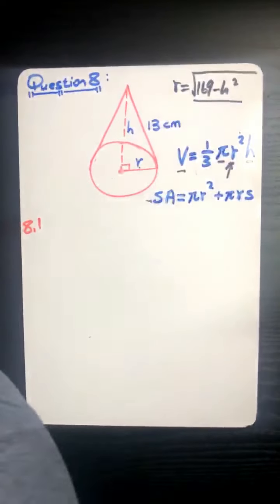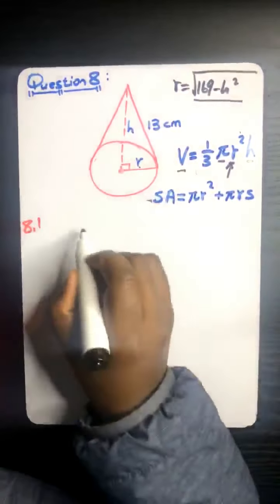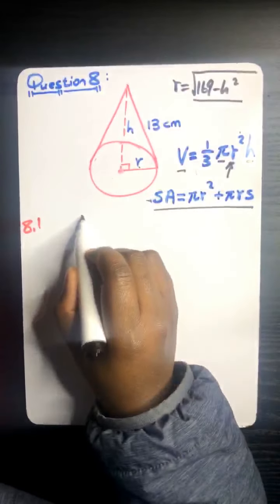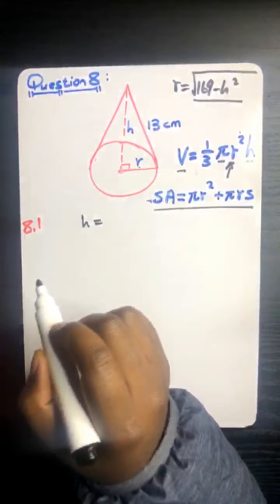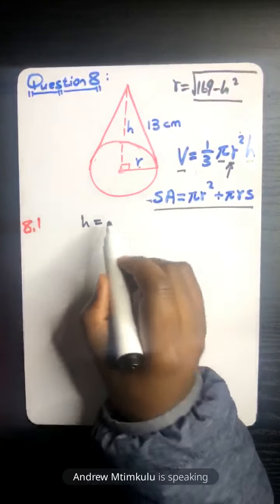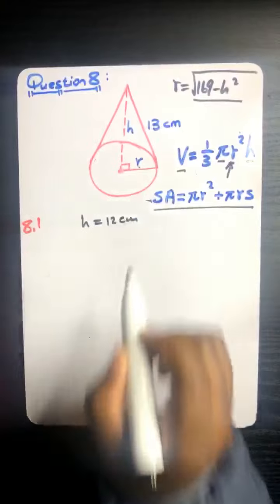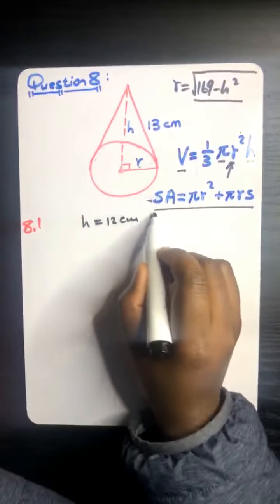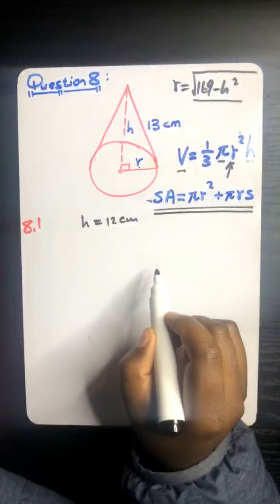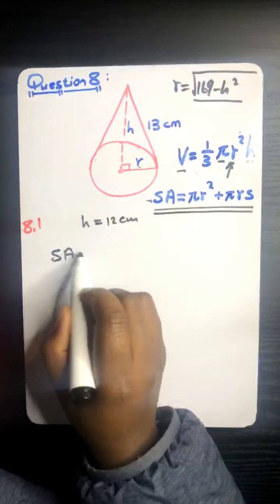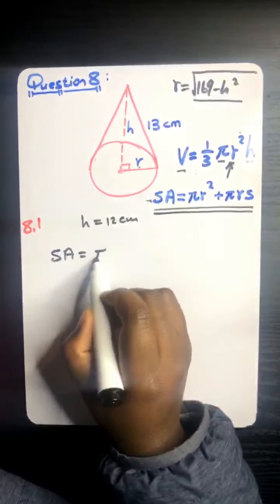So now let's see. This is the formula for the surface area. And they said if h is equal to what? I already forgot. 12 centimeters. Yes, 12 centimeters. So let's go to that formula and plug in all the values that we know. SA is equal to, we know pi is pi.